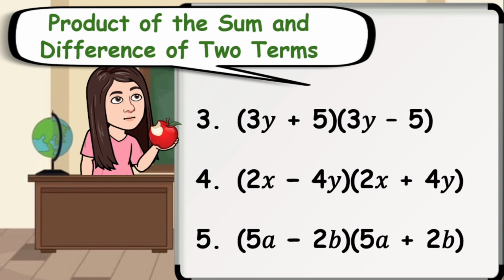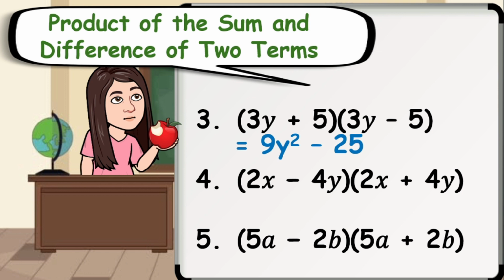Let's check your answers. Number 3. The quantity of 3y plus 5 times the quantity of 3y minus 5. The answer is 9y squared minus 25.